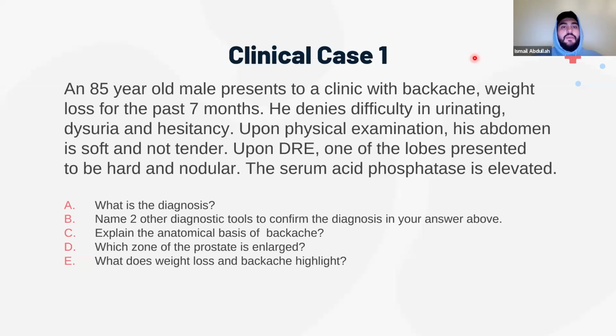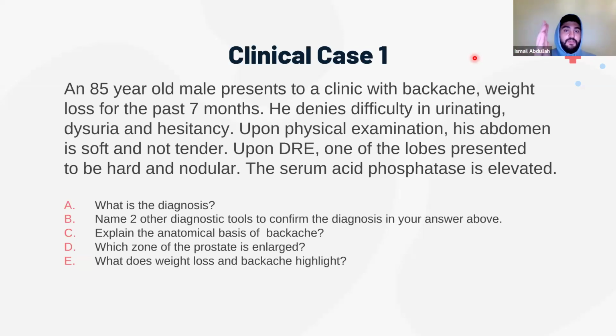So whenever you get a clinical case, you need to investigate each and every word in the scenario. An 85-year-old male is already very high on the spectrum of having prostate cancer, with backache and weight loss. This could indicate something which you need to answer. And upon DRE, one of the lobes was hard and nodular. So this could also make you think of a top differential when you need to diagnose this patient.